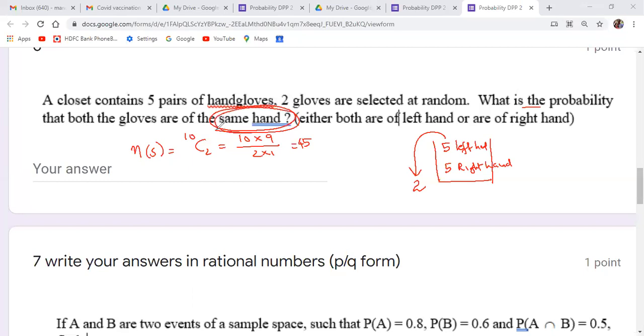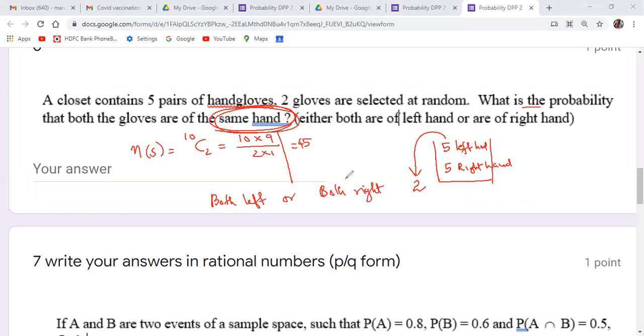Now tell me, what is the probability that both gloves are of the same hand? Like last time, where we said same color, this time it is same hand. When do you get gloves of the same hand? Same hand doesn't mean the same person's hand. We have two hands here, either left hand or right hand. So same hand means both have to be left or both have to be right.